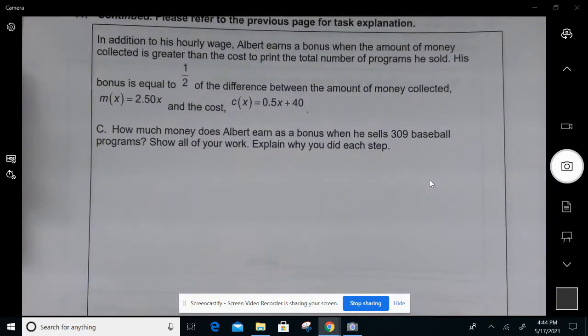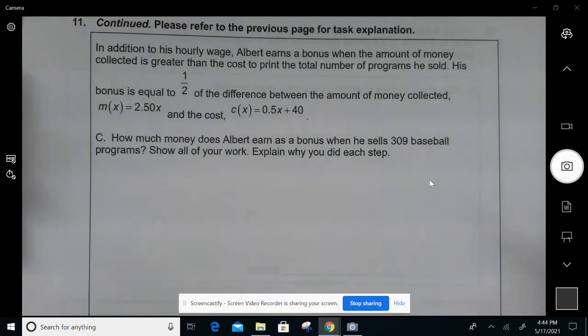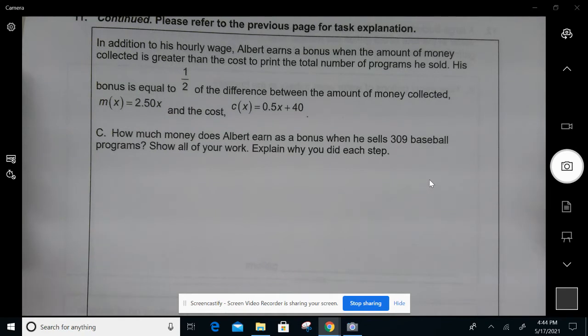All right. So finally here with number 11. Albert earns a bonus when the money collected is greater than the cost to print the programs. And think about it. If you're running a business, you want to make more money than how much it costs to produce whatever you're making.